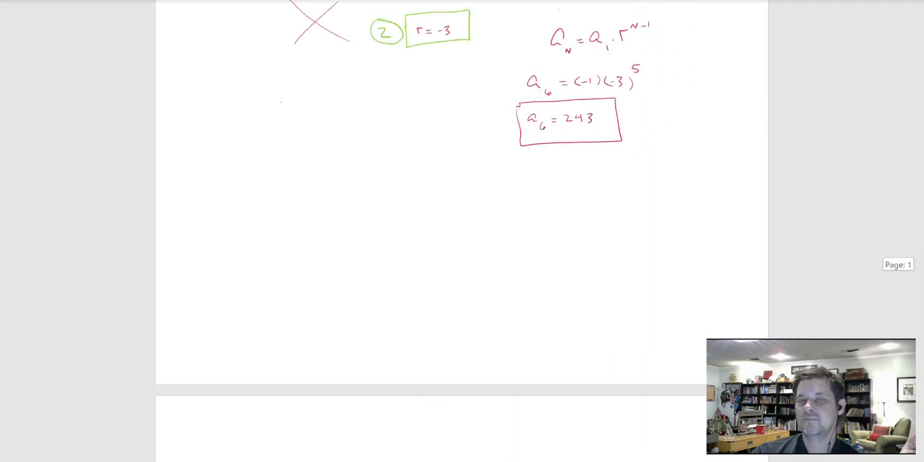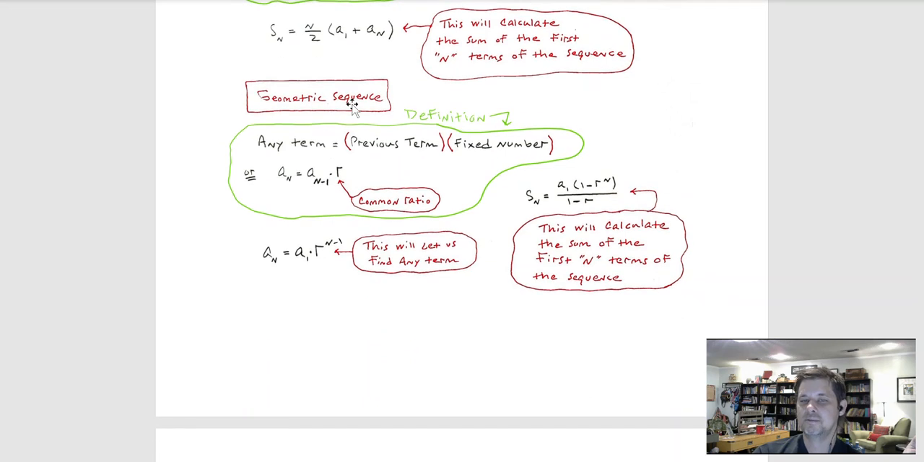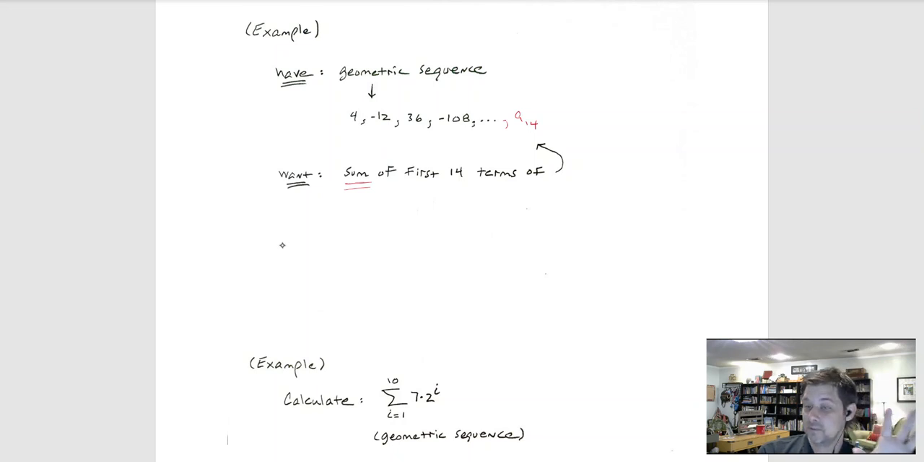So let's see if there's a formula on my formula page to accomplish that for me. Look at this under my heading for geometric sequence. I've got the definition, and I've got this one. This is the one that will do exactly what we want in this question. It'll calculate the sum of the first n terms of the sequence. Okay, there it is. So I will use this formula. Sn for a geometric sequence, the sum of the first n terms, is a1 times (1 minus r to the n power) over 1 minus r.